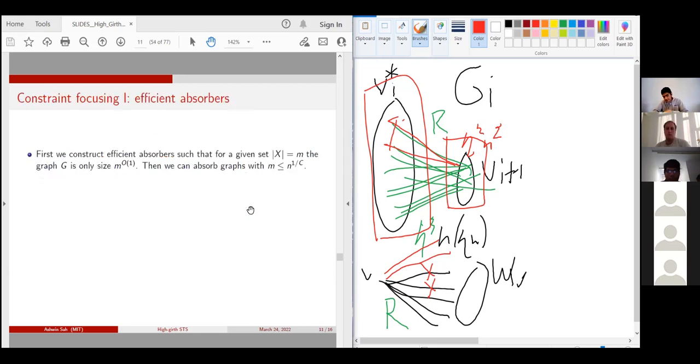Okay, so let's talk about the first step to getting around this constraint focusing issue, which is a nice thing that we do: construction of efficient absorbers. Remember, originally we had the set of size m, and we had a 2^(n²) size thing that absorbed it. We're going to construct something which is polynomial in size. And that means that in fact, you can make the final set polynomial.